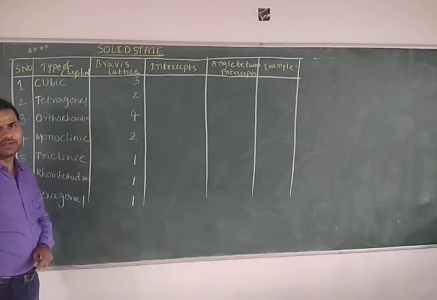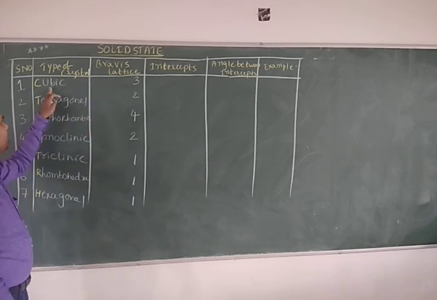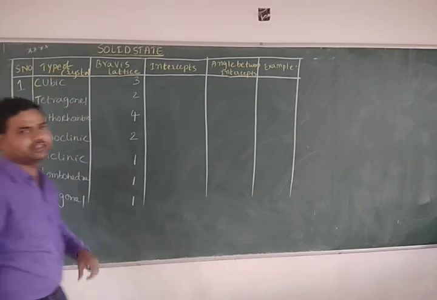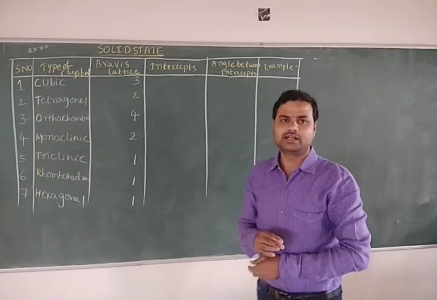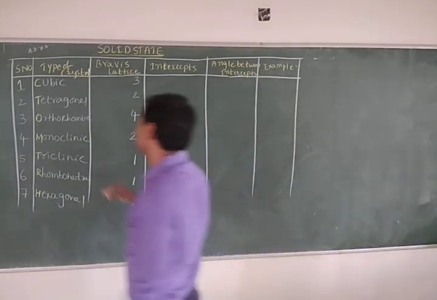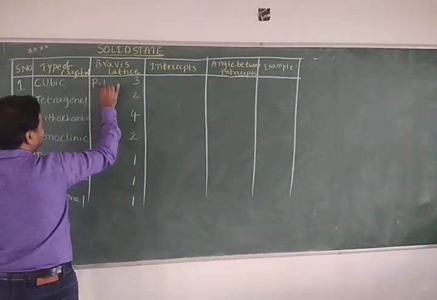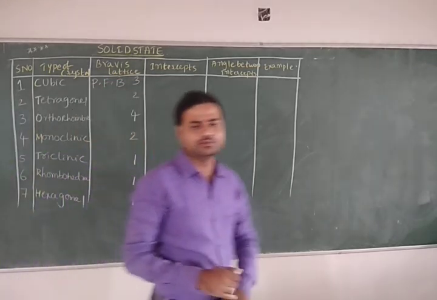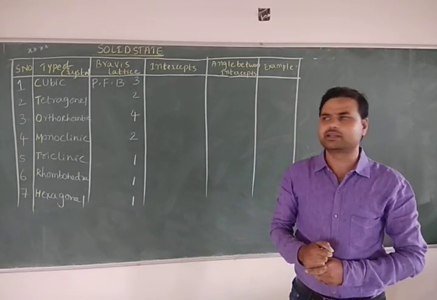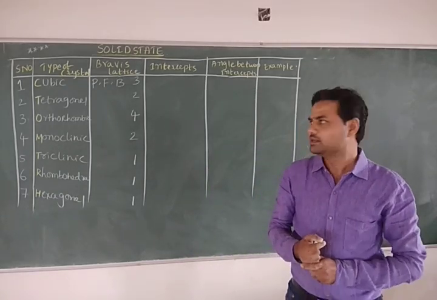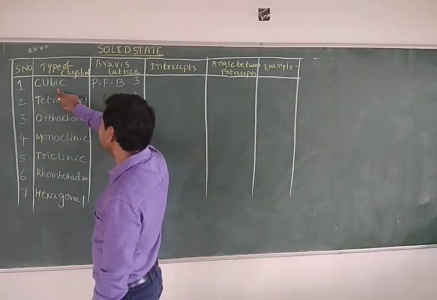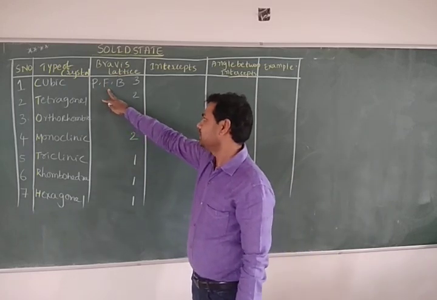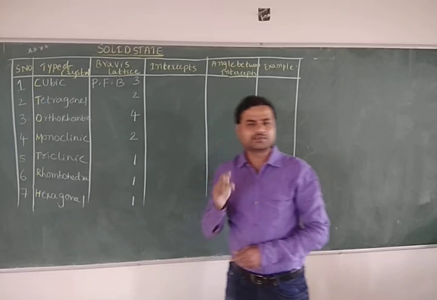What is this 3 2 4 2 1 1 1? The 3 means the first, cubic type of crystal, is arranged in 3 ways. And what are the 3 ways? It can be arranged like this: P F B. What is meant by P F B? P means primitive. F means face-centered cubic crystal. B means body-centered cubic crystal. Means the cubic unit cell is arranged in 3 ways: primitive, face-centered, body-centered. Totally 3 ways.